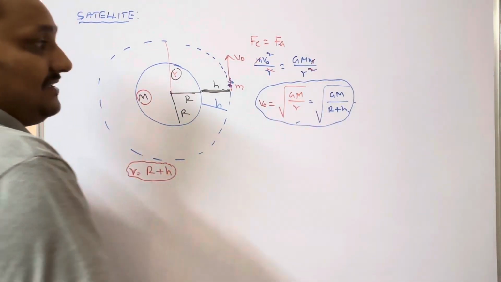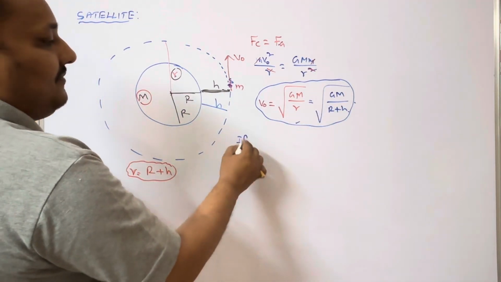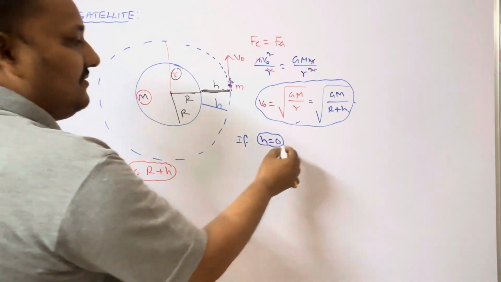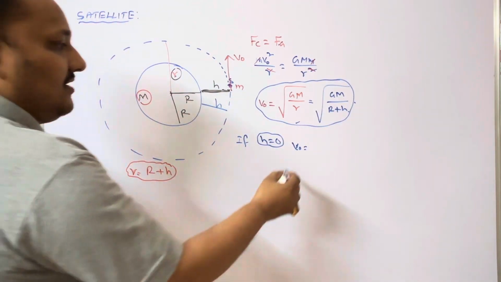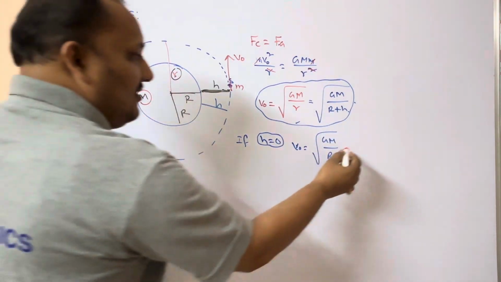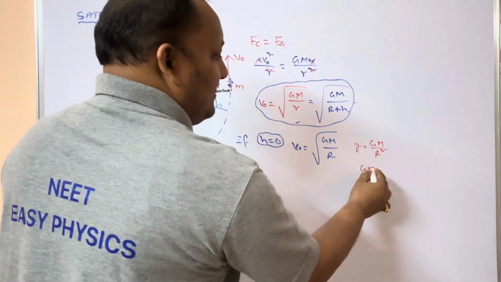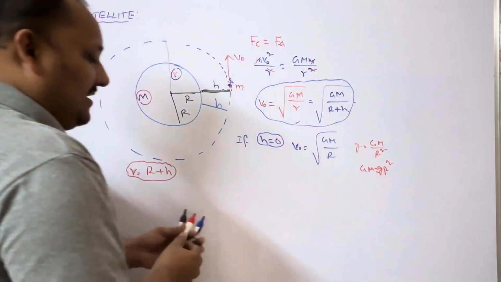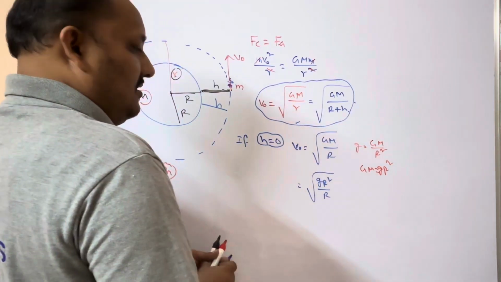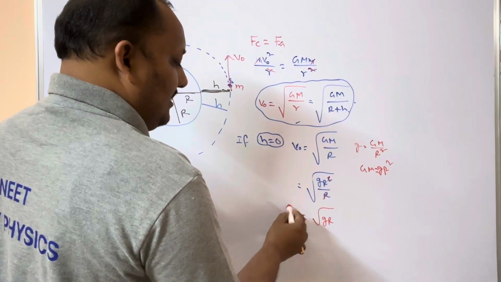For this they are going to give one small assumption. If this satellite is very near to the surface, then h is equal to 0. Then this orbital velocity they are going to write as root of GM by capital R. From this we came to know g is equal to GM by R square, then GM is equal to g R square. If you substitute in this, g R square by R, if you cancel, this is going to be root of gR.